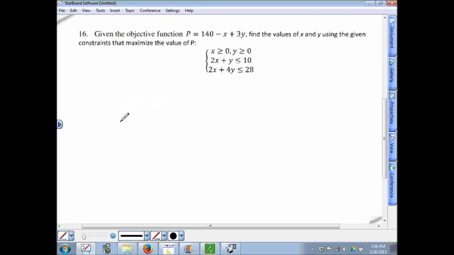x and y are both greater than or equal to 0, so that means your graph is in the first quadrant. 2x plus y is less than or equal to 10. The y-intercept is 10, counting by 2s. The x-intercept is 5. Then count by 2s.